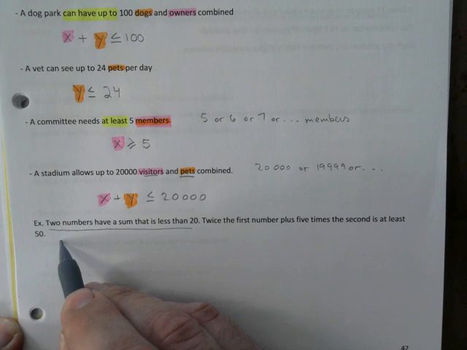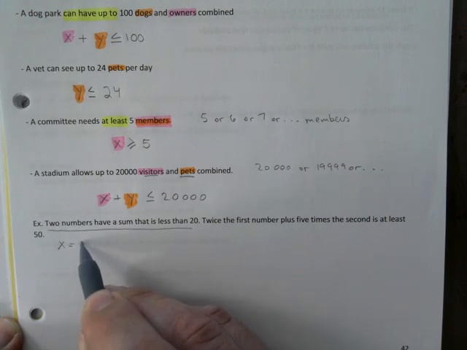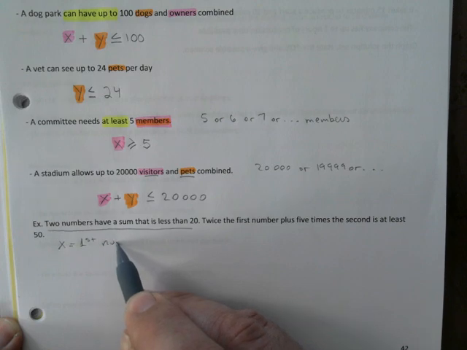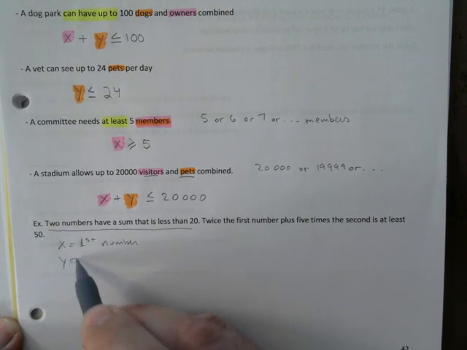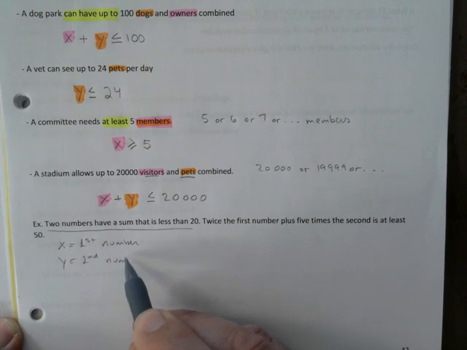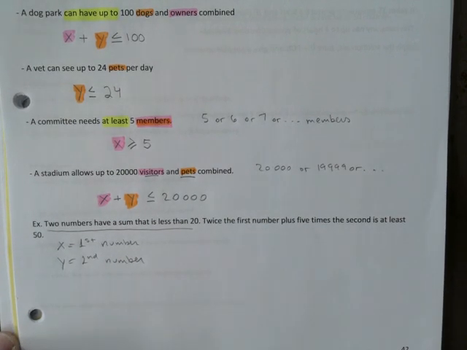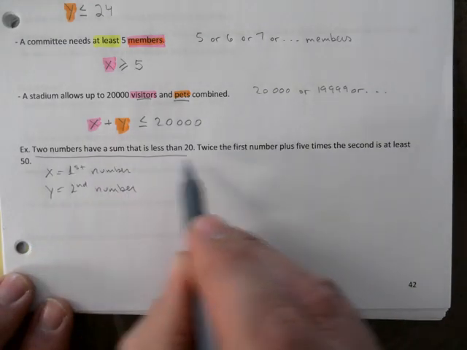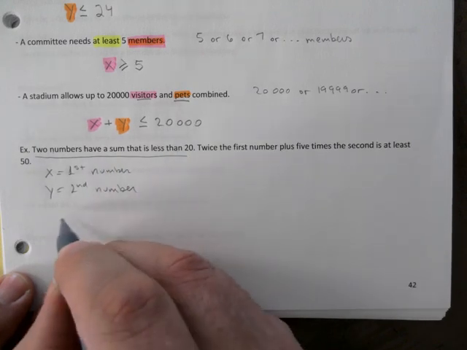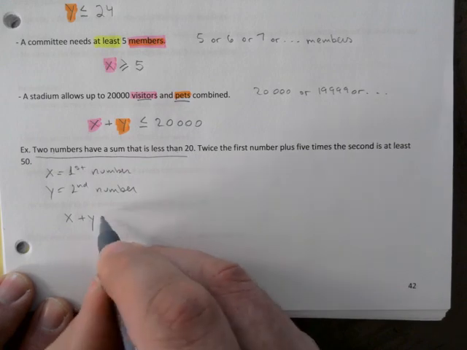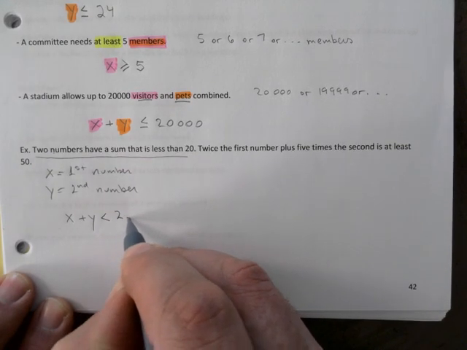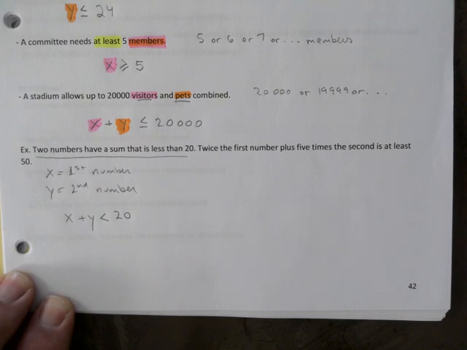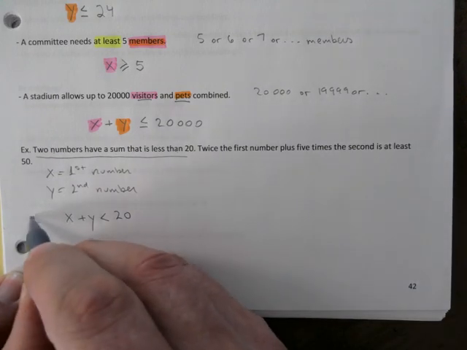When it's like this, you have to say, okay, let x be the first number and y be the second number. You did something like this in IPR, most likely, but not with inequalities. You did something where it would have said they're equal to, right? So two numbers have a sum that is less than 20. So we say x plus y, those two numbers, that would be less than 20. Okay? This is inequality 1.